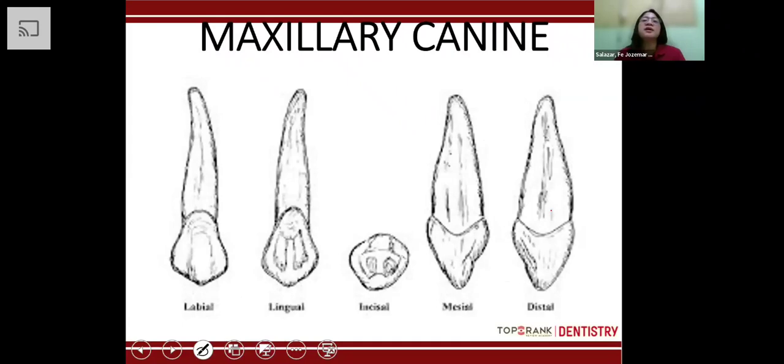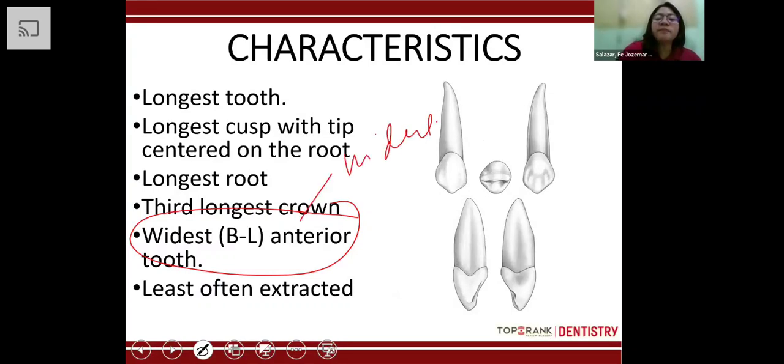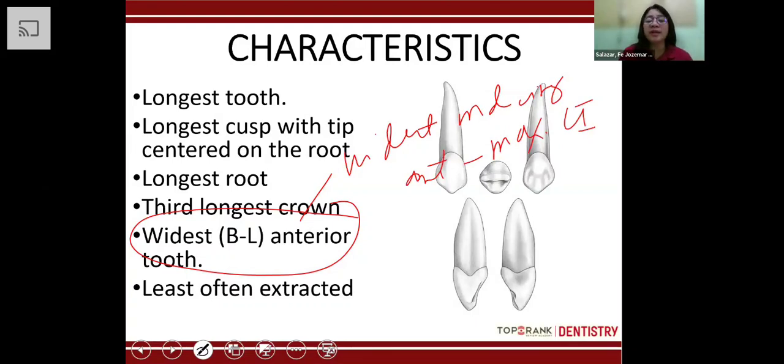Okay, so let's now discuss your maxillary canine. It's the longest tooth. It has the longest cusp with tip centered on the root. It has the longest root. Siya lahat yung number 1 dyan, but it only has the third longest crown. Among your anteriors, it's the widest labiolingually. Ang widest mesiodistally among anteriors ay maxillary central, but meron pa dyan overall later on. Talking about anteriors lang tayo. And least often extracted because of their long roots.